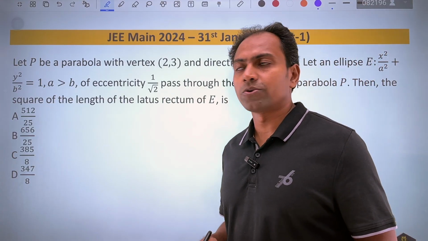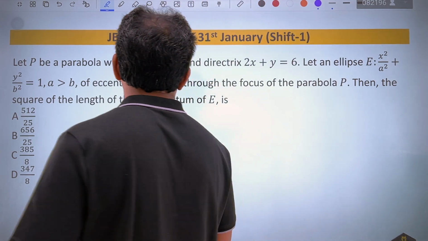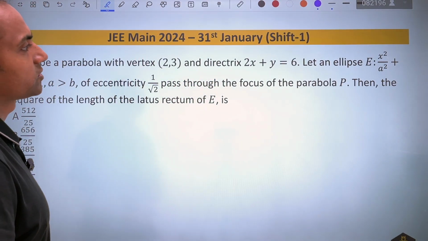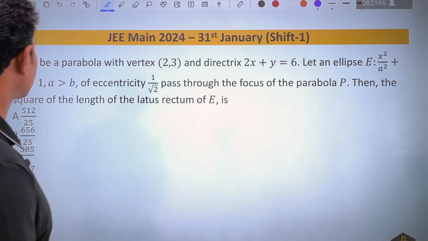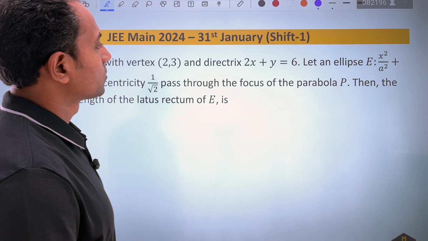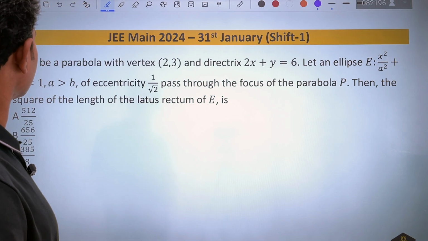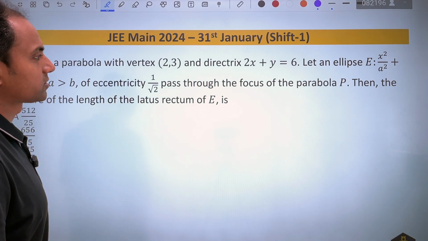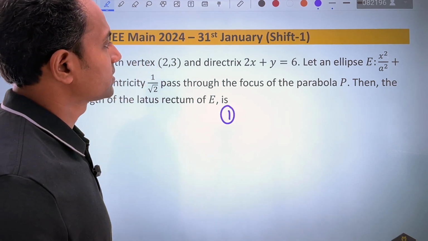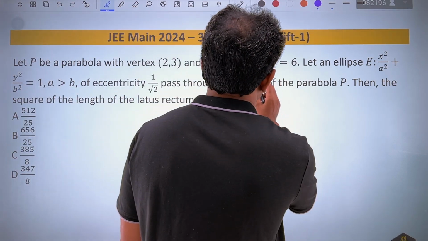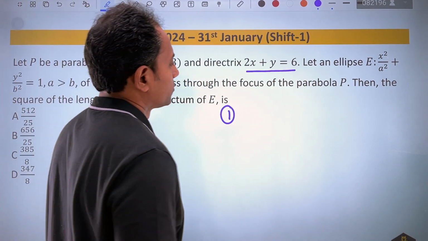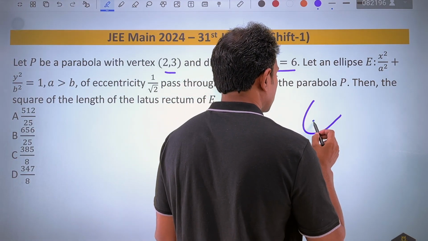Now if I look at this 2024 question, it says: let P be a parabola whose vertex is (2, 3) and whose directrix is 2x plus y equal to 6. Then they have given an ellipse whose eccentricity is given and which passes through the focus of the parabola. Then the square of the length of the latus rectum of the ellipse is asked. So you can see that there are two conics. There is a parabola, and it is going to be an oblique parabola, as you can see by the nature of the point that is given to you. So let us say that it is an oblique parabola like this.